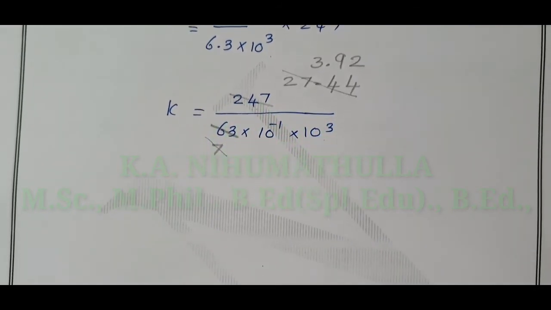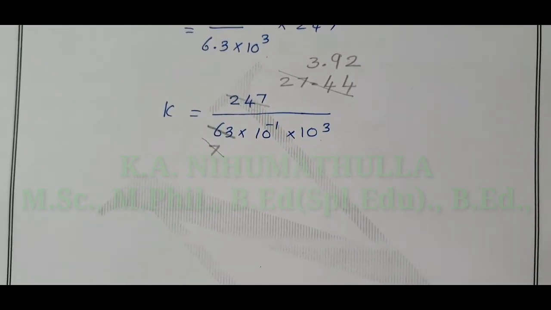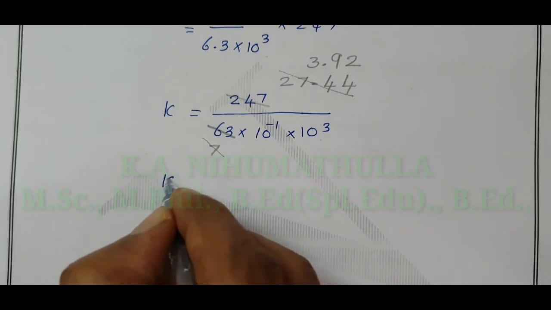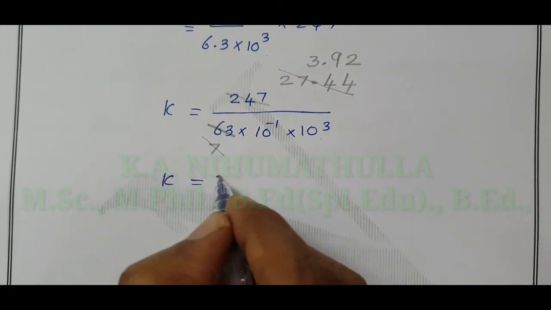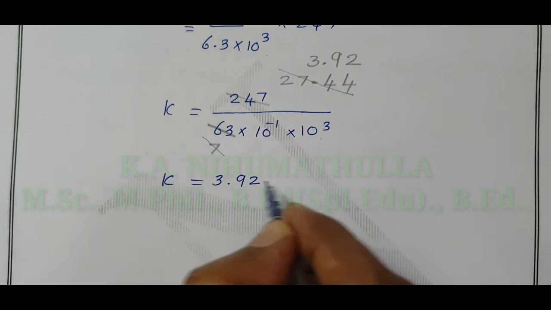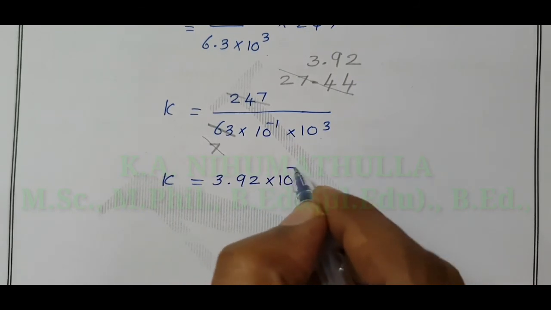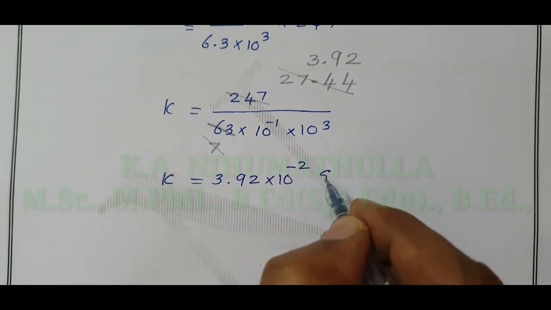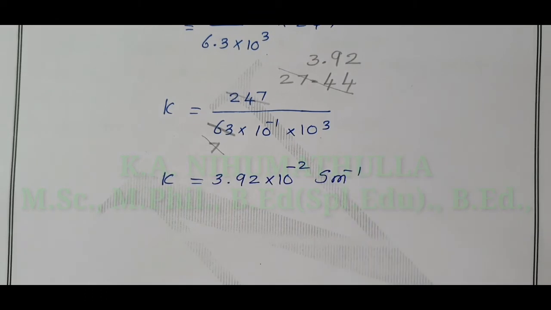Bring that 10 power 2 to the numerator. So, the specific conductance kappa for the NaCl solution is 3.92 into 10 power minus 2 Siemens meter power minus 1.